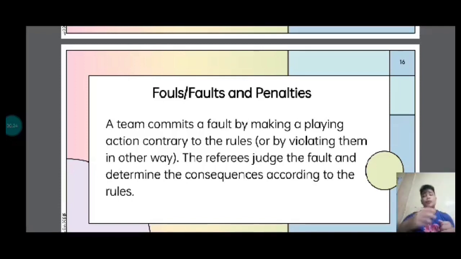So we all know that we have prior knowledge when we are playing any kind of sport. It depends. Examples are basketball, chess, swimming, or even triathlon. We have rules and regulations that we need to abide by. And when an opposing team or a regular team commits a violation, the person who will judge the fault and determine the consequences according to the rules is called the referee. So the referee will be the one who will judge if the opposing team is committing the violation.